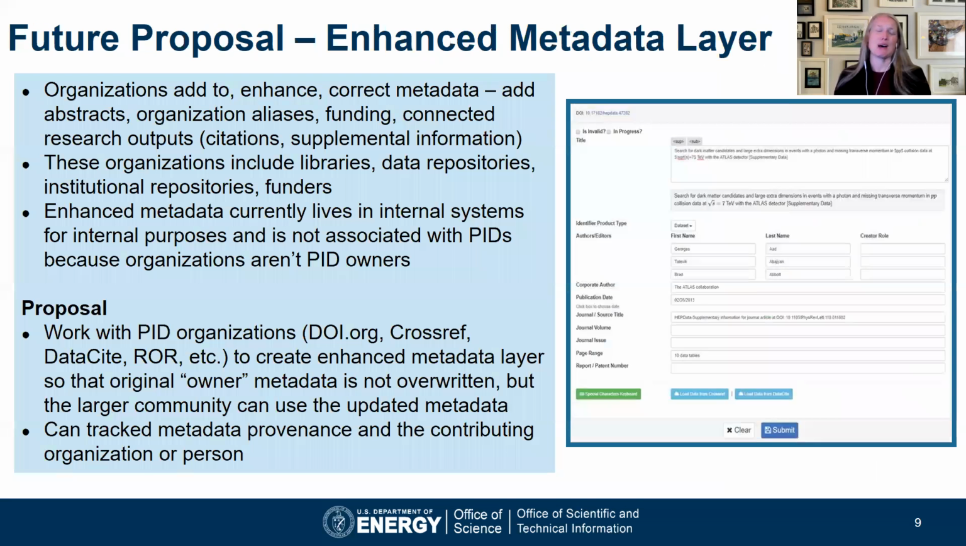So we've talked about ownership and who has responsibility for the information that's associated with these persistent identifiers. But there's actually a lot of work going on outside those organizations that have responsibility to add to, enhance, or correct metadata. For example, abstracts are getting added, research organization aliases are being added. So for example, UC Berkeley is the same thing as University of California, Berkeley. Funding information is getting added. Research output connections are being added, so, connecting journal articles to the associated data sets or software.